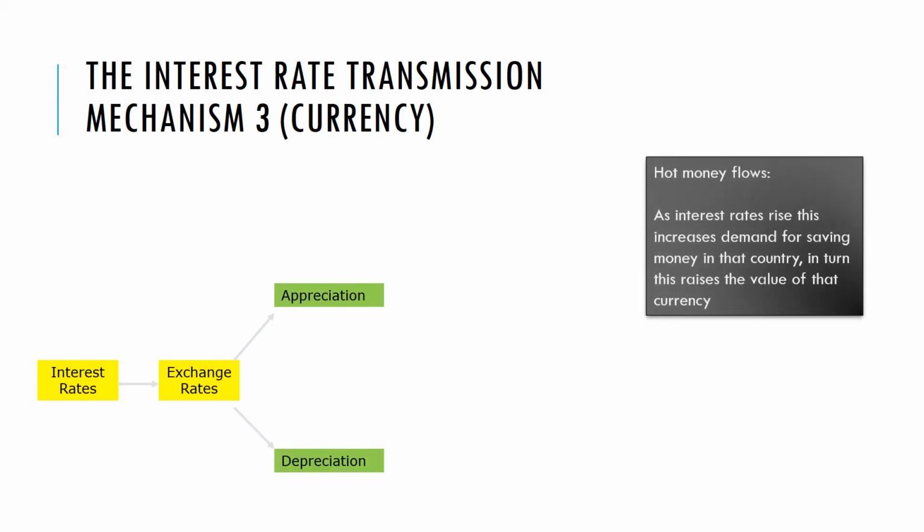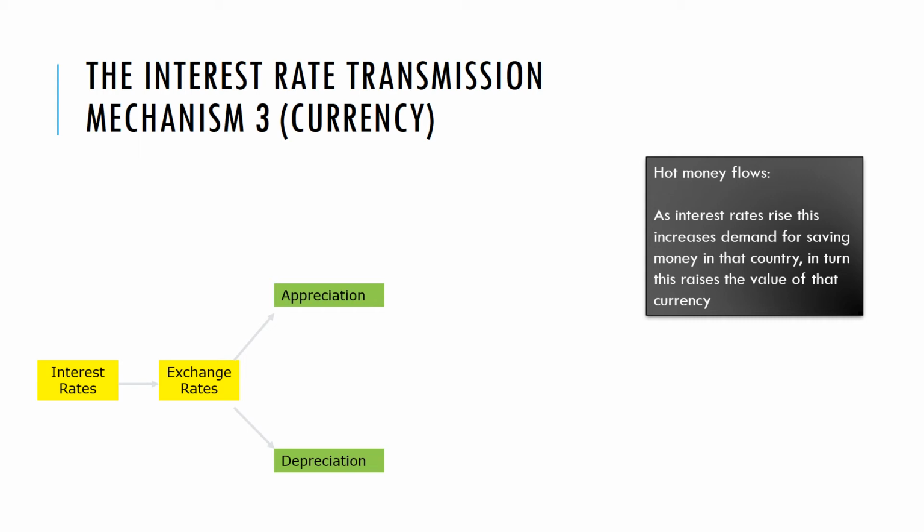A final way in which we can talk about the relationship between interest rates and aggregate demand is through changes in the currency. So, interest rates can have an impact on exchange rates, and they can cause them to either appreciate or depreciate. And the theory behind this is known as hot money flows. The theory goes like this. If interest rates, let's say in the UK, rise and were higher than elsewhere, then people would want to put their money into savings accounts in the UK to benefit from that high rate of interest. They'd get a good return on their money.